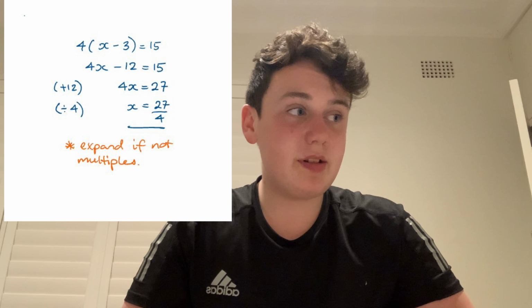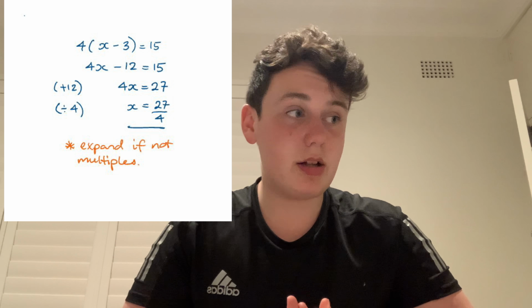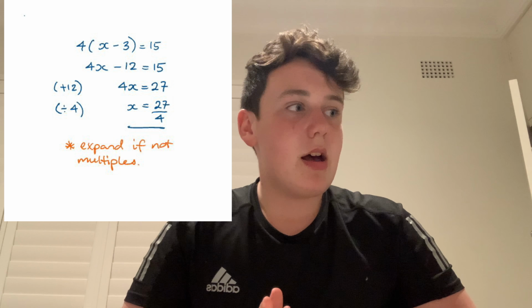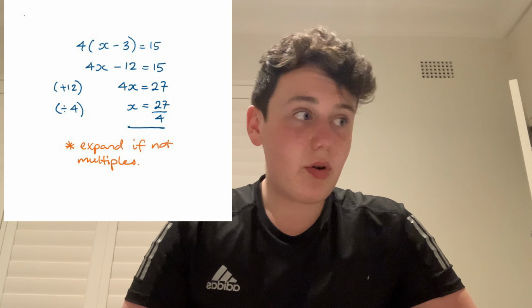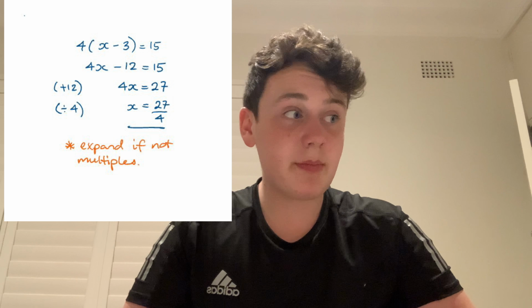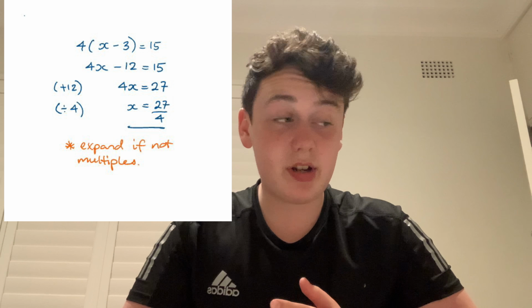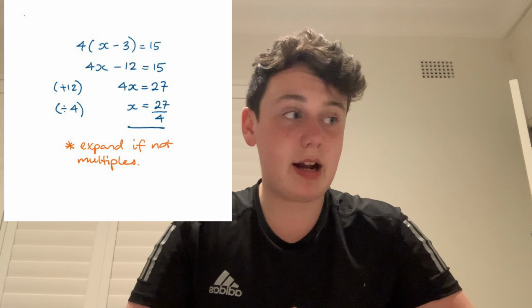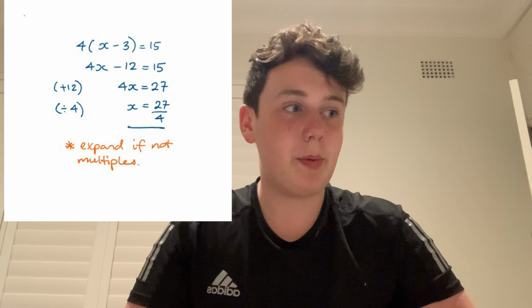The next example is an example of when you can't just divide both sides first. So it's 4 out of x minus 3 equals 15. So yeah, 4 isn't a factor of 15, so you'd have to expand the bracket. So 4x minus 12 equals 15. Then plus 12 to both sides because it's the inverse operation. So 4x equals 27, and then x equals 27 over 4.